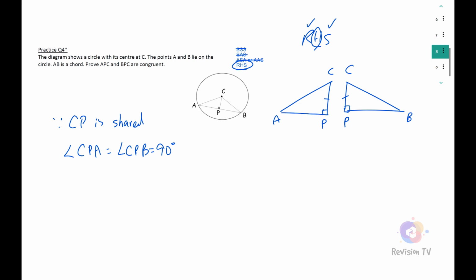So it looks like a circle, but there's nothing to do with circle theorem actually. So CA equals CB because they're both radii. Okay, so therefore APC is congruent to BPC because of RHS.